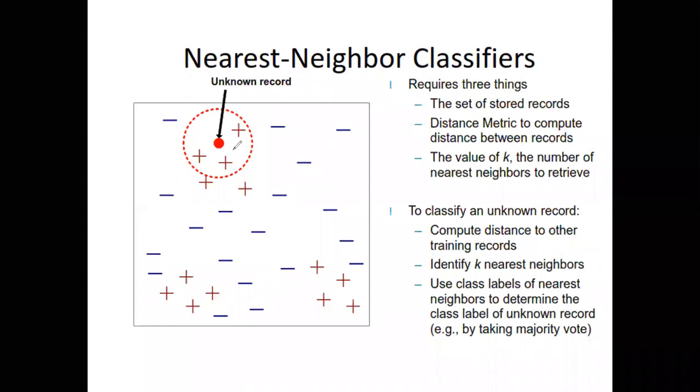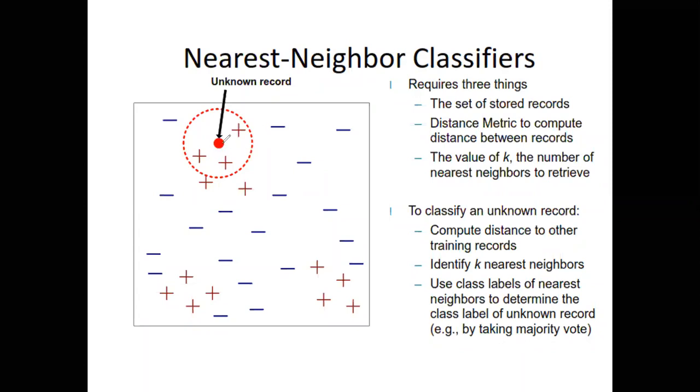What is next? You have computed the distance, so now you know how close this red dot is to all these points. The next thing is I have to decide the k value. In this example, we have taken the k value as 3. So it will check the 3 nearest neighbors.